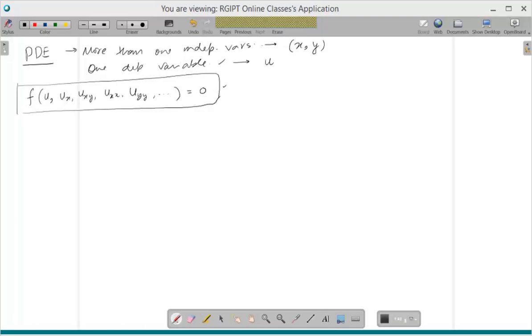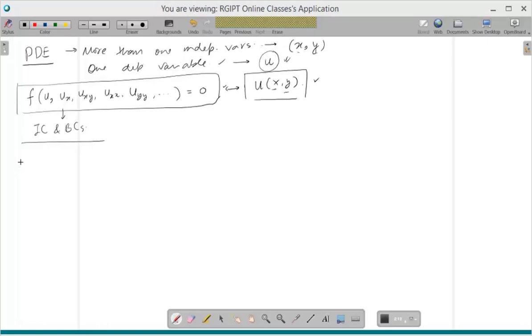The solution will essentially be that you want to find u as a function of x and y. After solving this, you will find the unknown, the dependent variable, as a function of the independent variables. There will, of course, be initial conditions and boundary conditions.